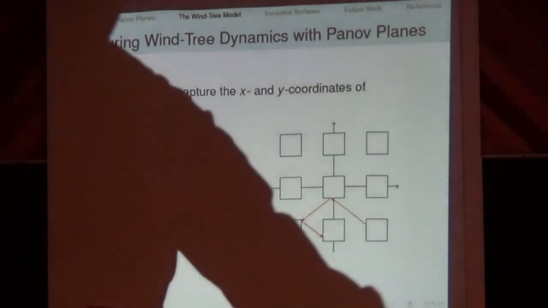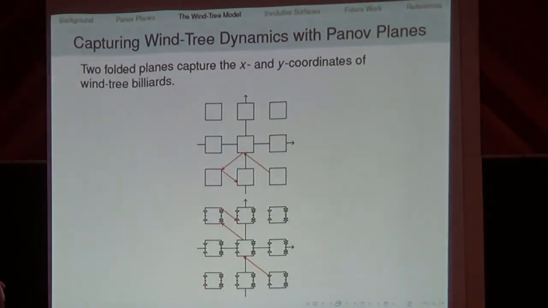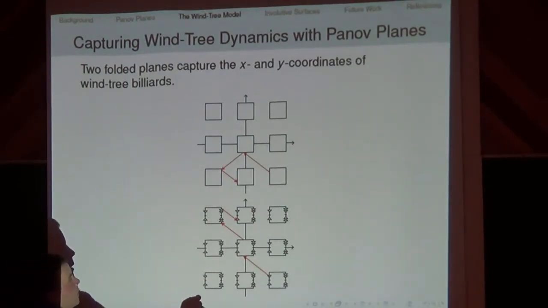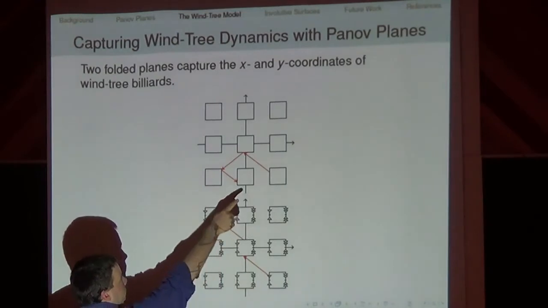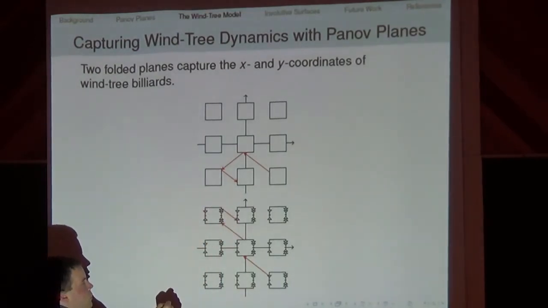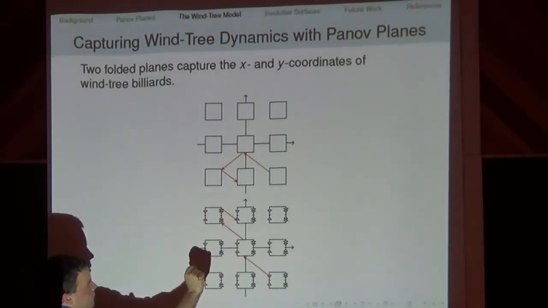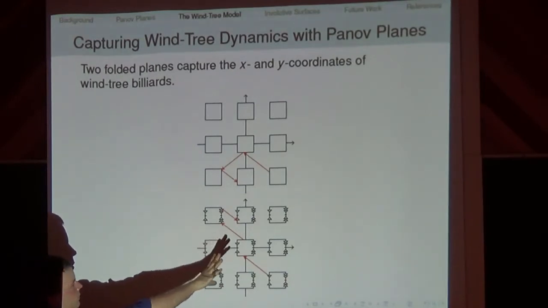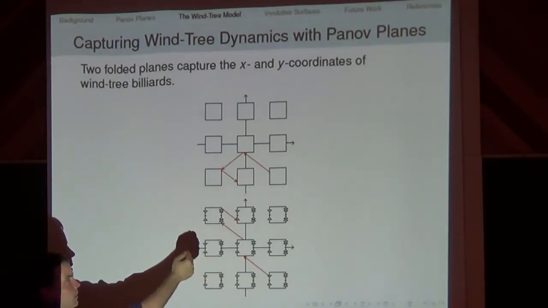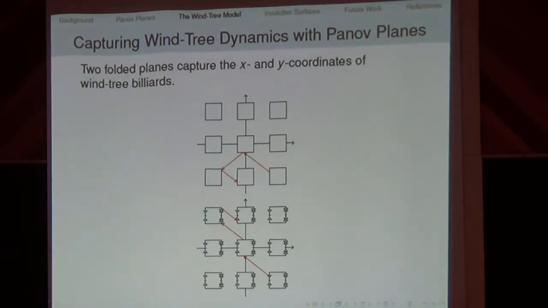And similarly, if you just fold the vertical sides of the L, when you look at a geodesic here and the corresponding billiard trajectory in the wind tree model, did I say that backwards last time? So here the x coordinates are always the same, and the other one, the y coordinates are always the same.